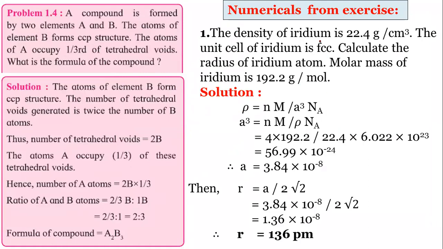The density of iridium is 22.4 grams per cm cube, means the value of rho is given here. The unit cell of iridium is FCC. FCC means the particles are also given. In case of FCC, how many particles are present? Anyone can tell me? Yes. Unmute yourself and tell me how many particles are present in FCC structure.